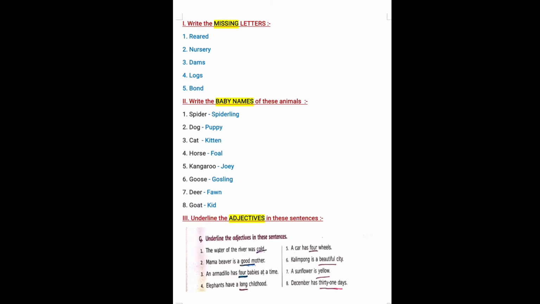First one, the water of the river was cold. Which is the adjective here? Yes, students, you're right. Cold is the adjective. Second one, Mama Beaver is a good mother. What is the adjective here? Yes, it is good. Third one, an armadillo has 4 babies at a time. The adjective is a number here. Answer is 4.